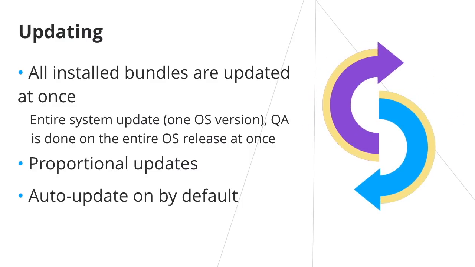This enables our QA to run against an entire OS instead of trying to cover all combinations of installed package versions. It also means we can do dependency resolution at build time instead of trying to resolve dependencies at software install time or runtime. Clear Linux updates are designed to be proportional. If only one file in a bundle changed in an update, the client only needs to download that file to update the bundle. It is not required to download and install the entire bundle again.